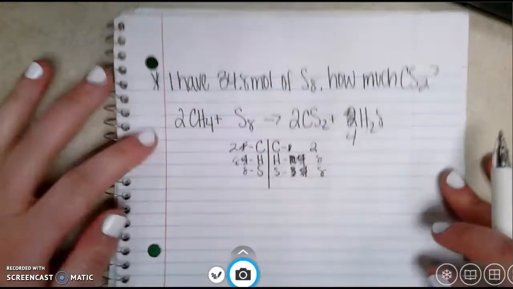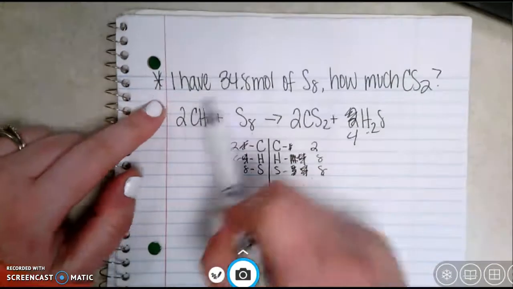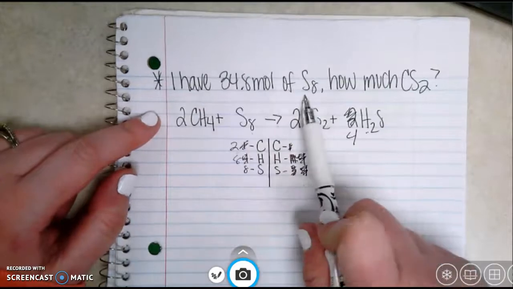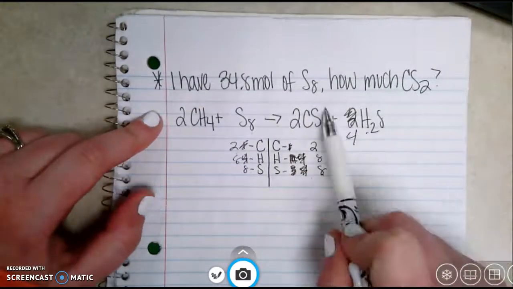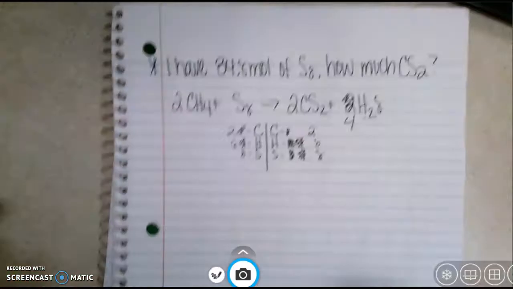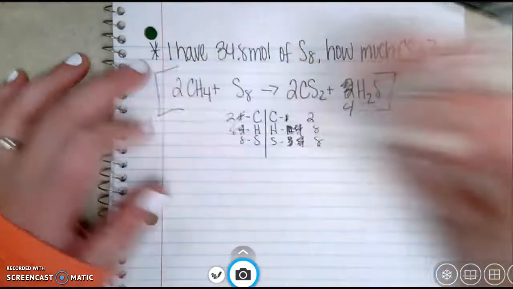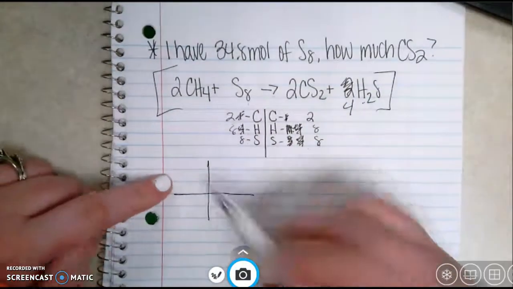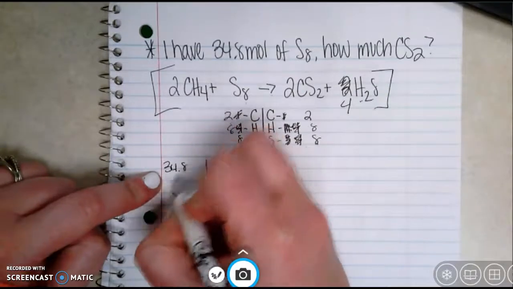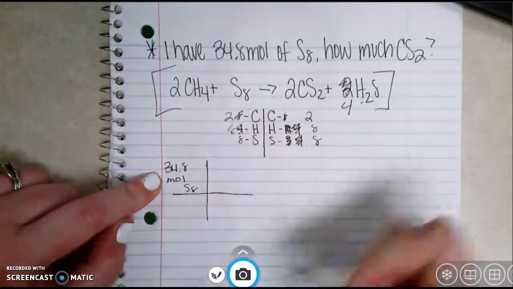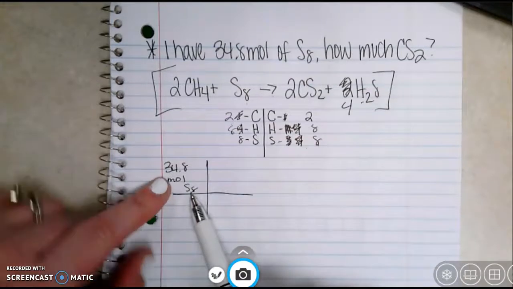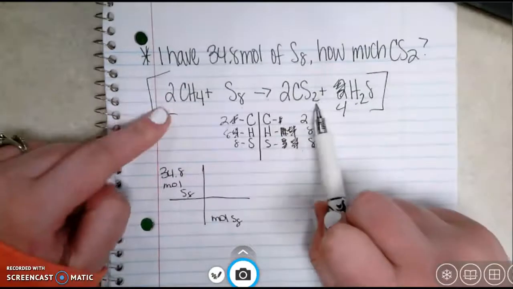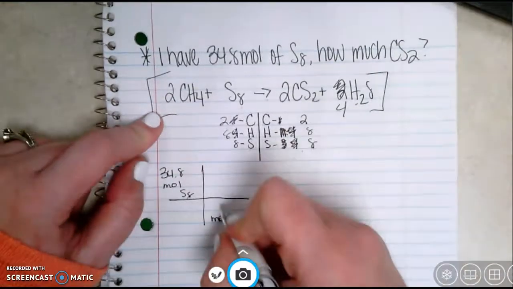Okay, my question says I've got 34.8 moles of this S8. How much of this CS2 will I make? Now I have my balanced equation, which is my conversion factor. I'm going to go ahead and draw my T-chart. Up here in the top left, I'm given 34.8 moles of S8. I know that if I have moles of S8 up here, I have to have moles of S8 down here, and using my balanced equation, I know that my value is 1.